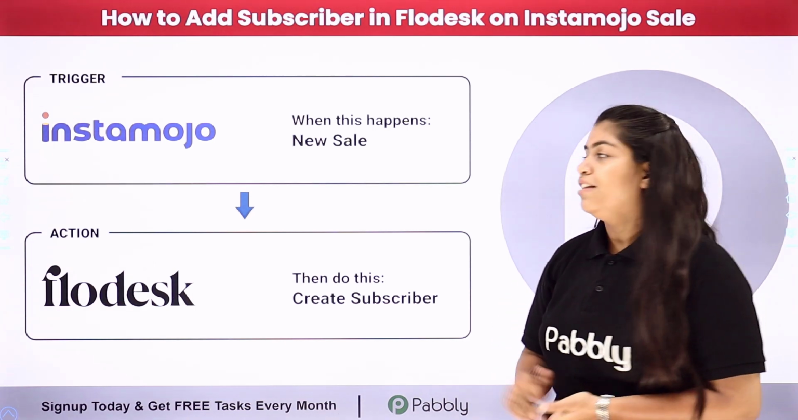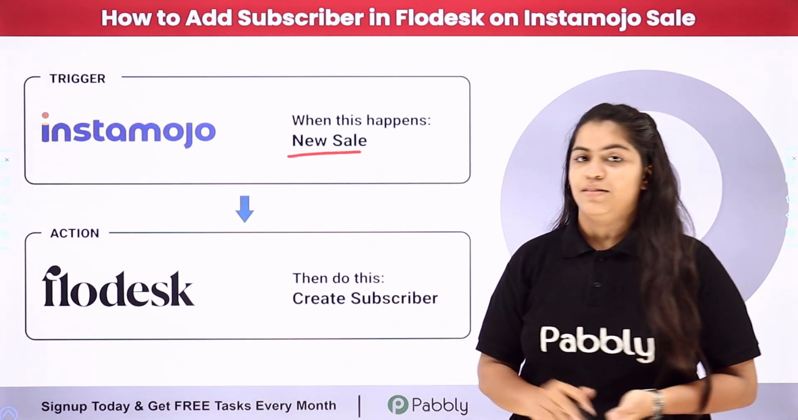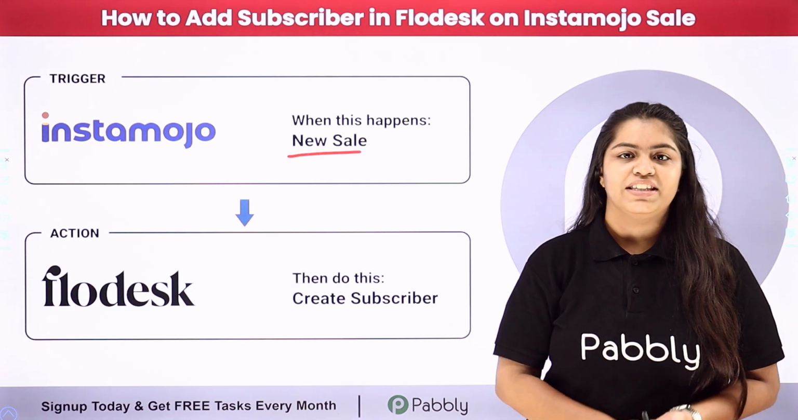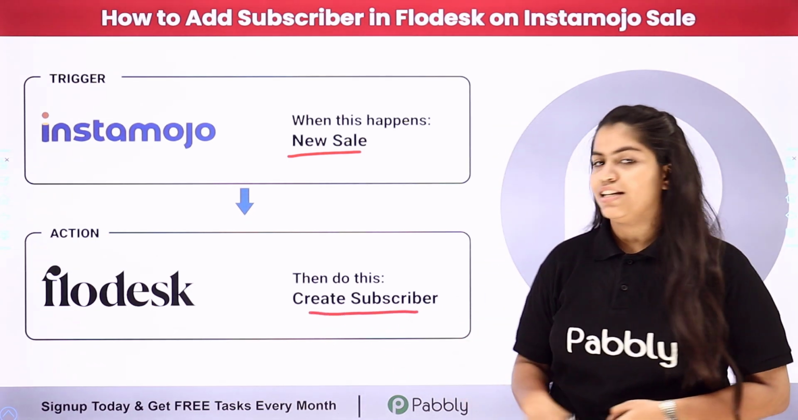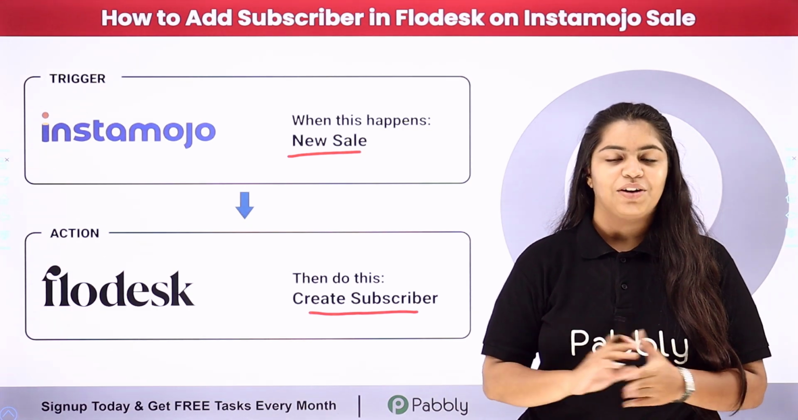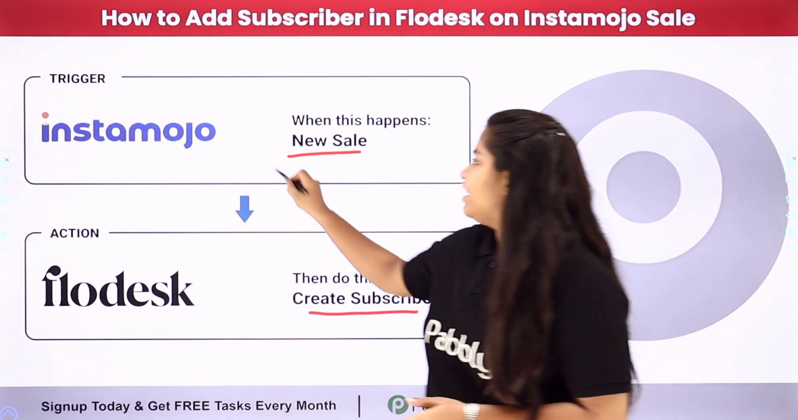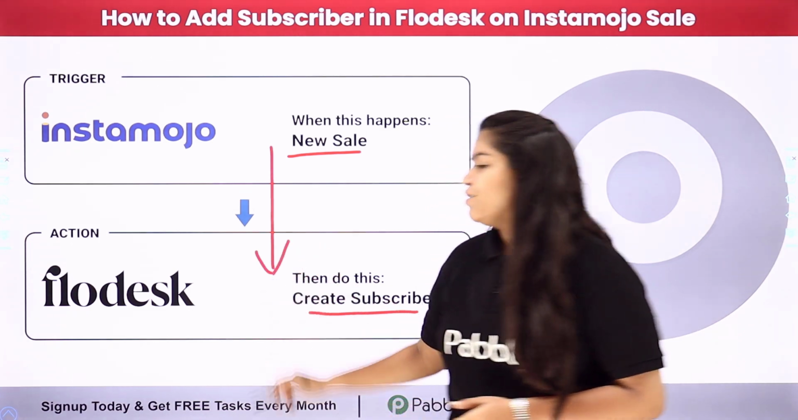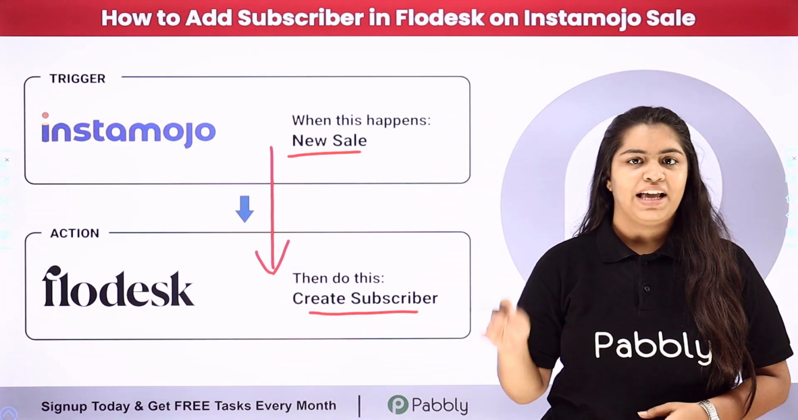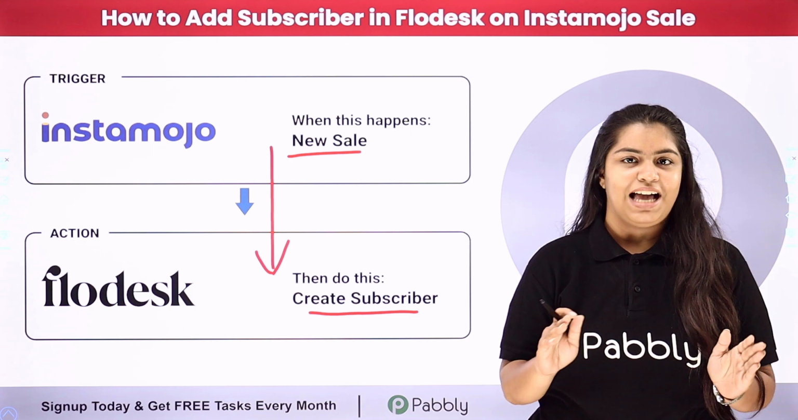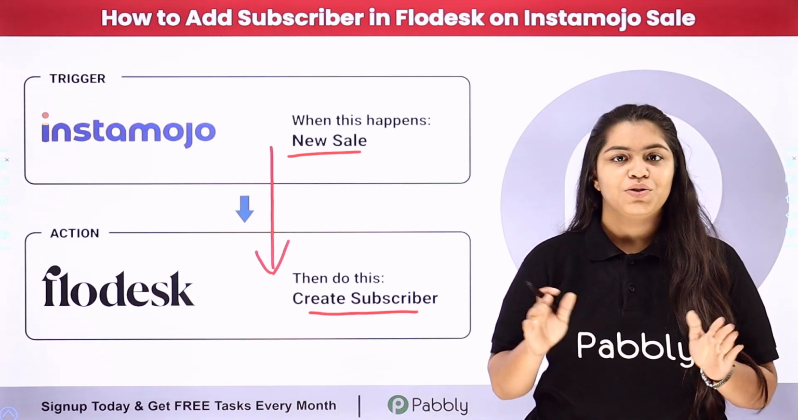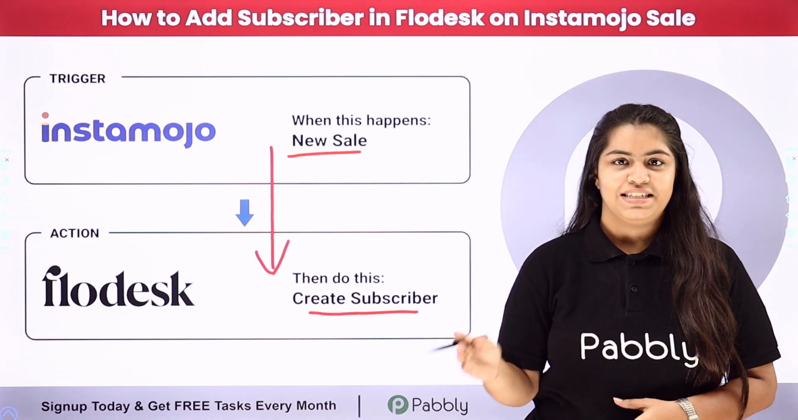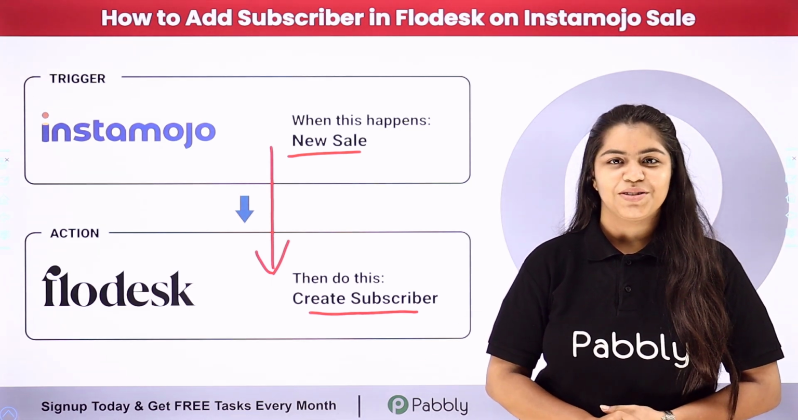And now I wish that as soon as a new sale is made in my Instamojo account, automatically with the help of the same details, a new subscriber should be created in my Flodesk account too. So for this we are going to create a connection between Instamojo and Flodesk. So I'm going to create this connection so that I can create targeted email marketing campaigns for all my customers and send them the future updates. So do you also wish to learn this process step by step? Then let me take you to my computer screen.